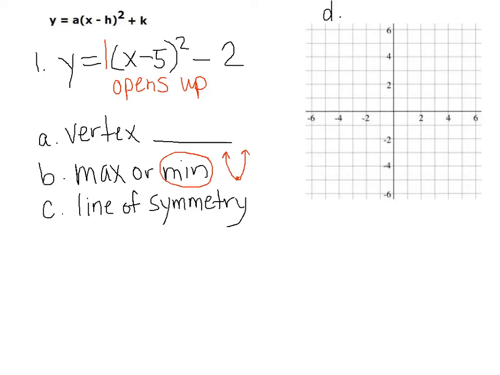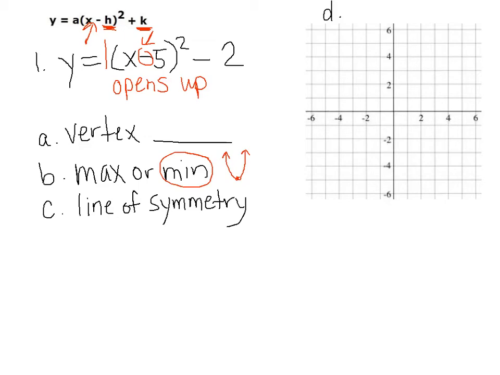Okay, well, what is the vertex? Well, if you remember, the vertex is your h and your k. Now also pay attention to the sign. The h is 5. Remember, in the equation, we have a minus there. We have a minus in this equation too. So that means that the h is that positive 5. Now, if in here this was a plus, then of course the h would be the negative.